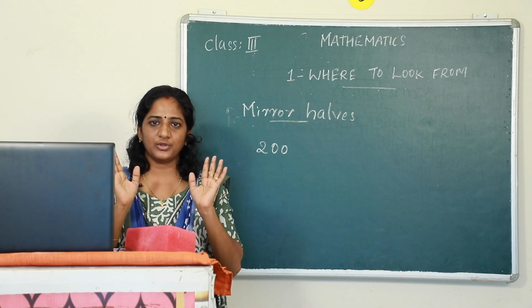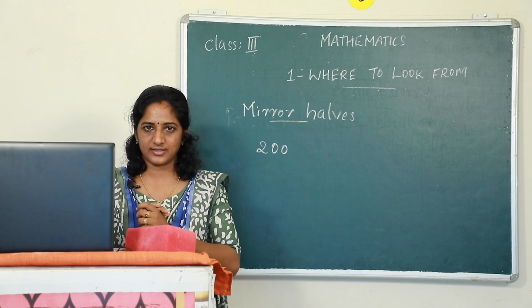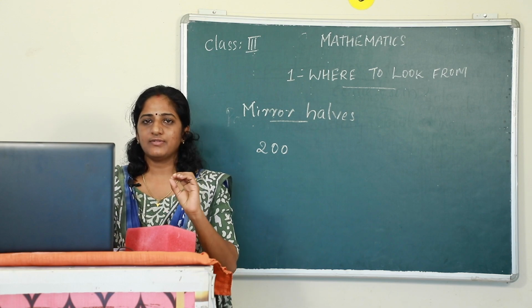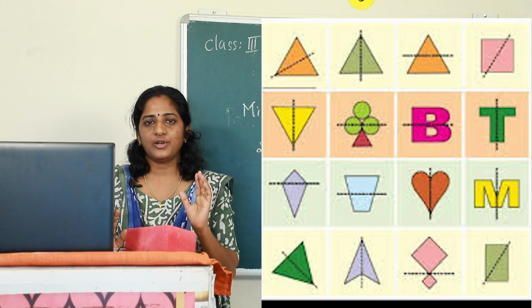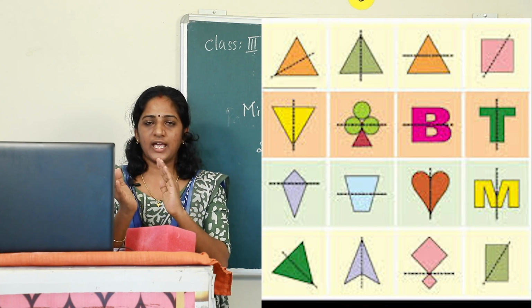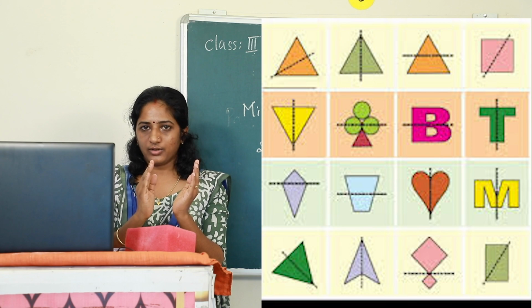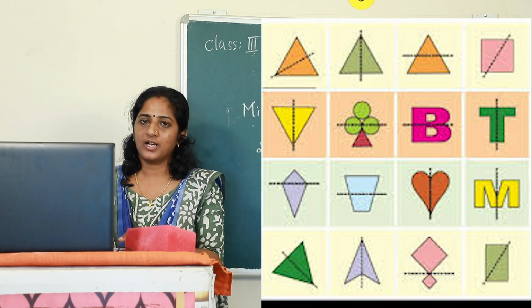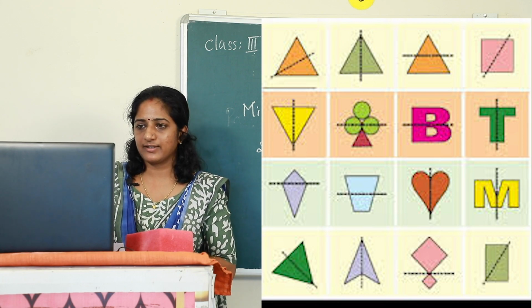And from this story, you understood what a mirror half is. Did you get that? What a mirror half is? So I will show you some images. You have to tell me whether the line divides the picture into similar halves. Okay, whether the line divides the image into similar halves. So these are the pictures. See children.